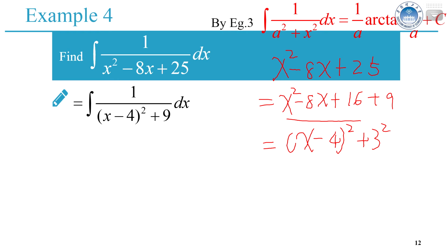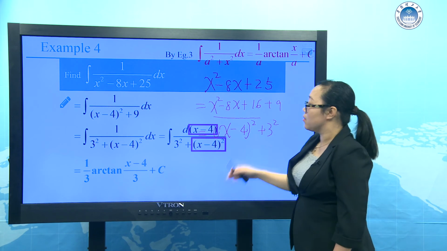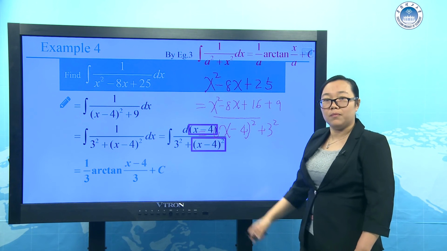So let's express the steps step by step. x minus 4 squared plus 9, and 9 means 3 squared. Compare the two expressions. Okay, here a equals 3. x means the variable, here x minus 4. Pay attention to the keyword substitution. So dx becomes d(x minus 4) over a squared plus u squared. So our answer: 1 over a means 1 over 3, arc tangent u over 3, where u is our x minus 4, plus c.